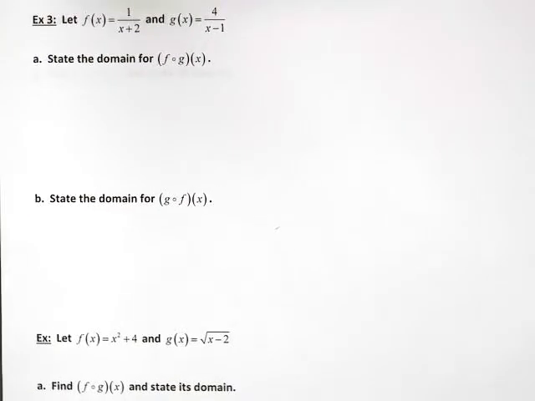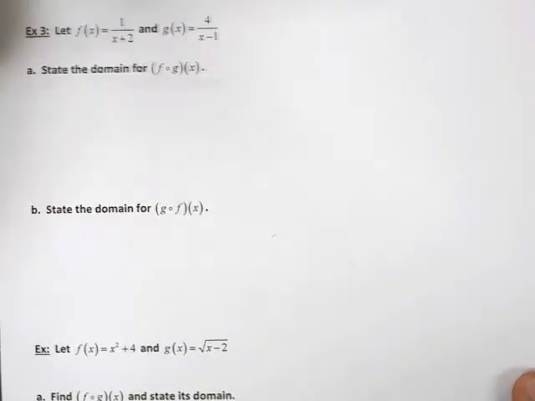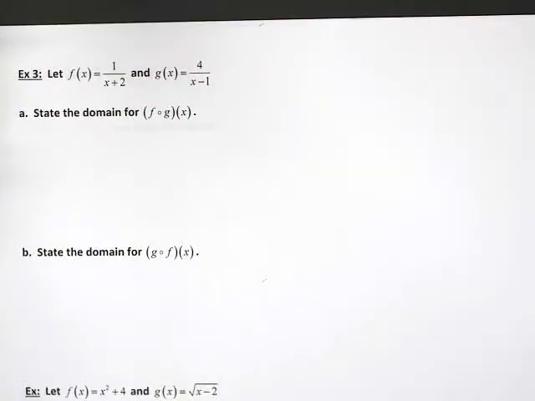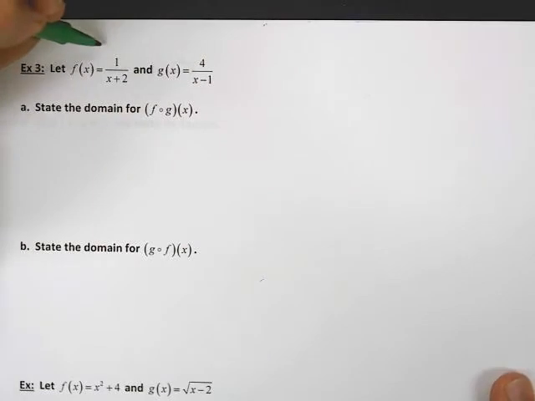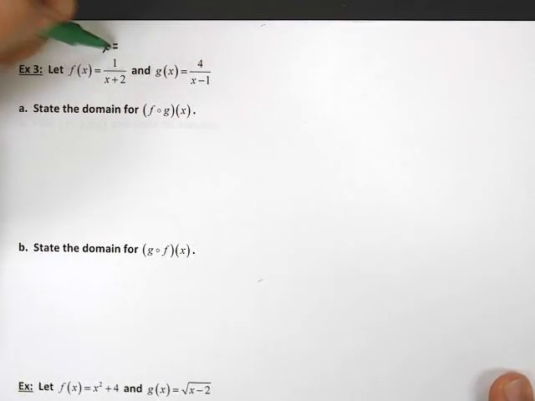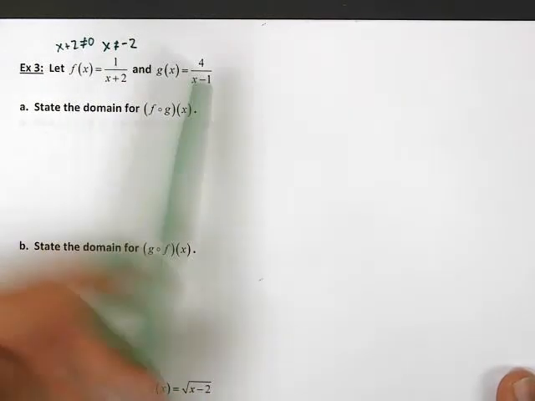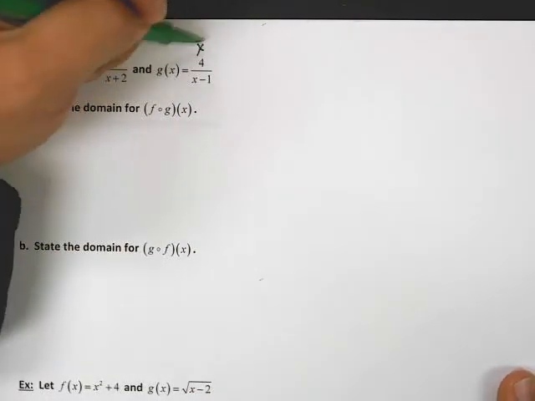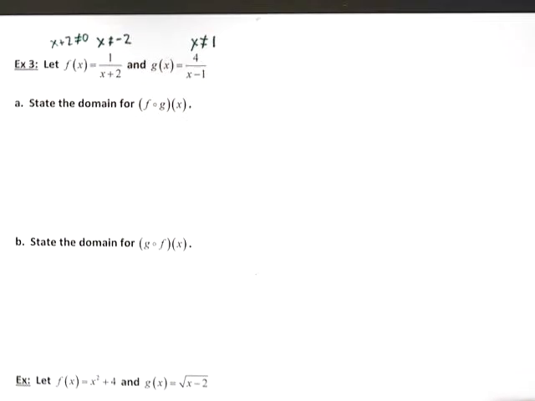One thing that we can do that might help out is get our restrictions from the very get-go of f and g. It might speed up the process a little bit. All right, so because we have 1 over x plus 2, the restriction for f would be x cannot equal negative 2. Why? Because x plus 2 cannot equal 0, and we move it over. Thinking about it the same way with our other function, I also know that x cannot be 1. So now I have those two restrictions.